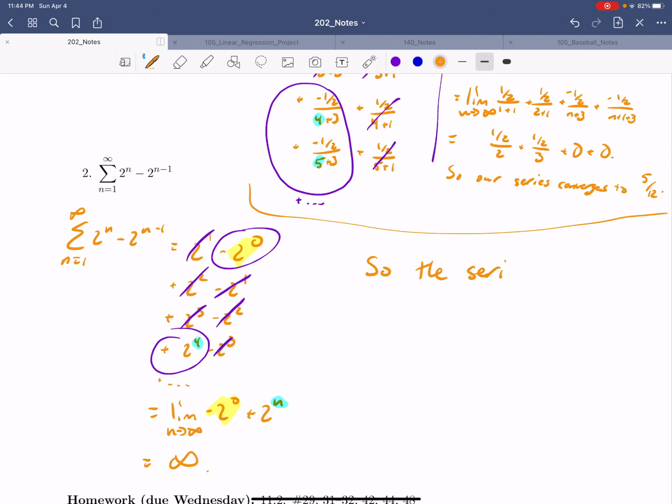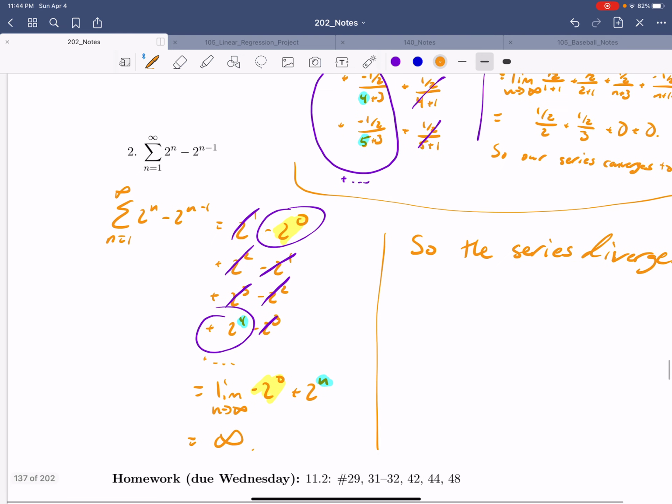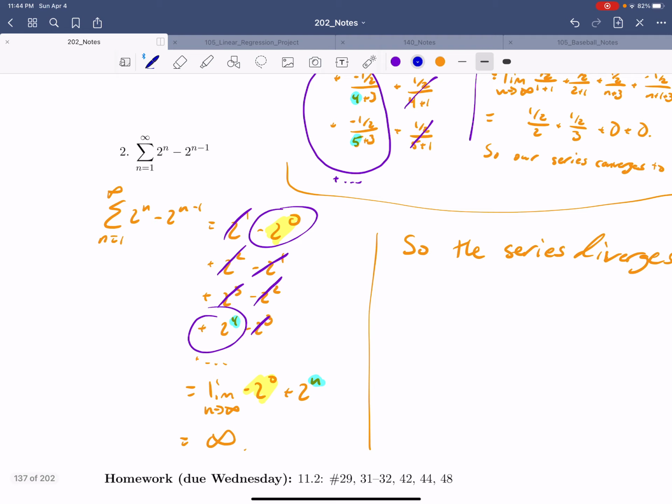So the series diverges. And again, that's a different answer from what we've gotten before. There's a way maybe we could have intuited this. If instead of telescoping like this, we just subtracted in the moment, we would get 2 minus 1 plus 4 minus 2 plus 8 minus 4 plus 16 minus 8 plus blah, blah, blah.